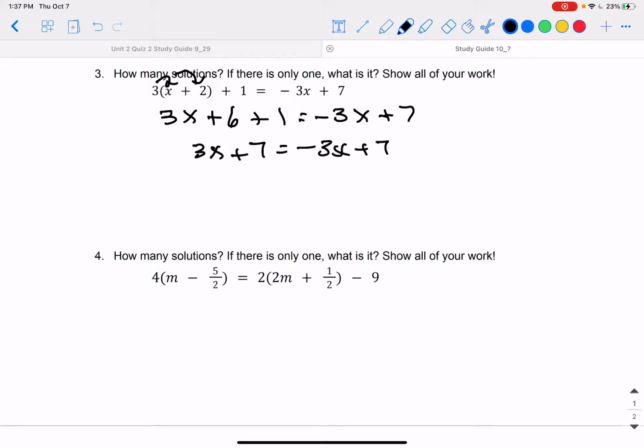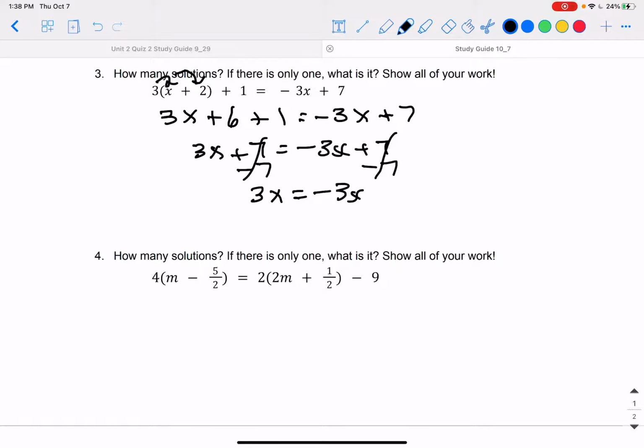And it might look tempting at this point to say that there are infinite solutions because each side is exactly the same. But each side is not exactly the same because we have a positive 3 on one side and a negative 3 on the other side. So we're just going to proceed as if they are not the same. So subtract 7 from both sides. Both of them cancel. And we have 3x equals negative 3x.